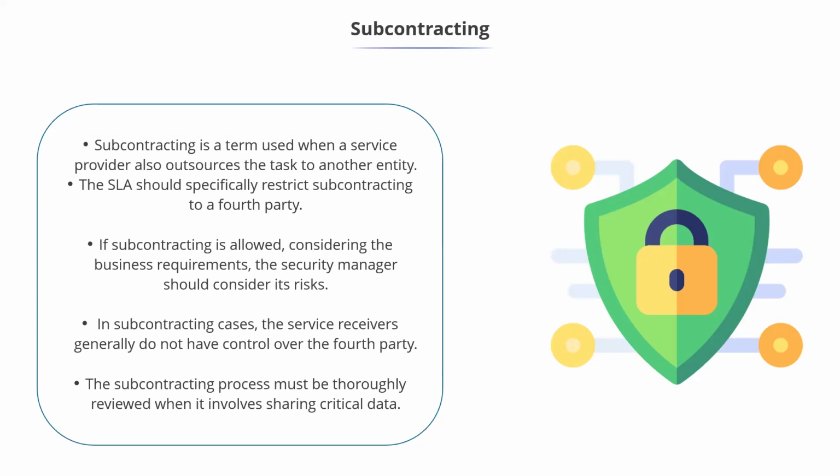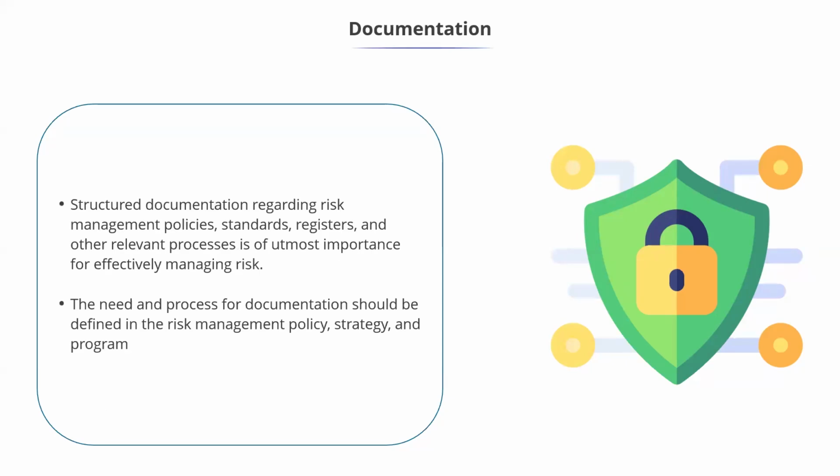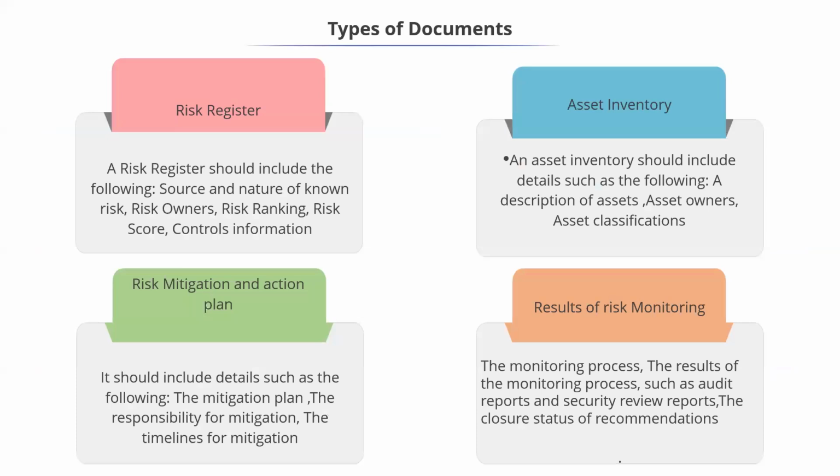These days, be it ISO or SOC 2, there is a clause where you have to talk about these subcontractors. Then documentation, you have to keep it. The types of documentation you need to keep are risk registers, asset inventory that I've already showcased to you, risk mitigations and action plans, and results of risk monitoring. So that covers this domain, this part of it.